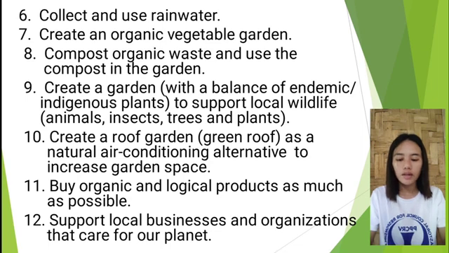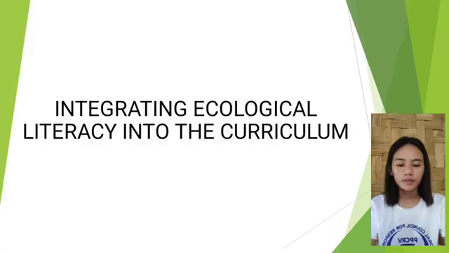Number 10 is create a roof garden, like a green roof, as a natural air conditioning alternative to increase garden space. Number 11 is buy organic and local products as much as possible. Lastly, support local businesses and organizations that care for our planet.